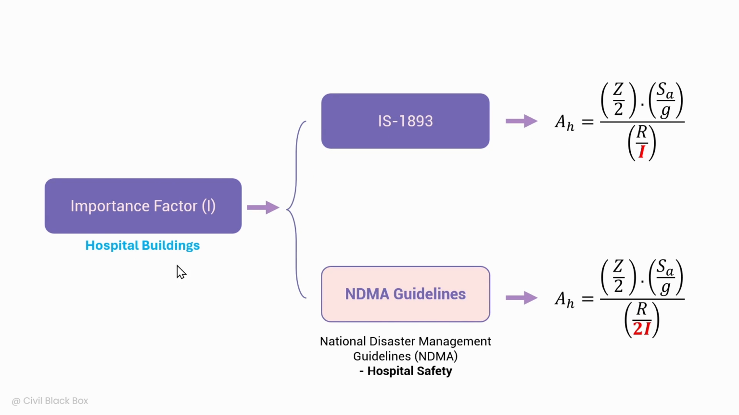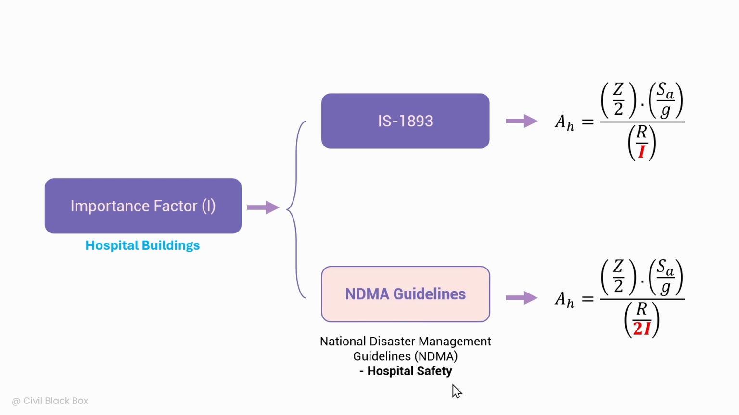Now, with respect to the hospital buildings, we are not just talking about IS 1893, but rather we are talking about the NDMA guidelines as well, which are the National Disaster Management Guidelines for Hospital Safety. Now, this document is a bit old. This was launched in 2016, and we are now working with IS 1893 2021 version. But nevertheless, these are guidelines which have to be followed stringently with respect to all the conditions given in India.